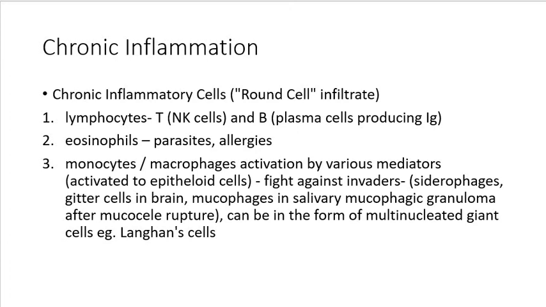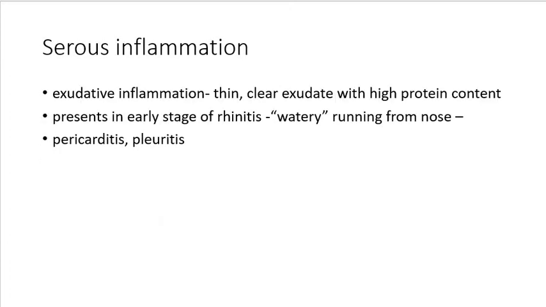Next, I would like to discuss a few types of inflammation. Firstly, we have serous inflammation, a very exudative type of inflammation where you'll find a thin, clear exudate with a very high protein content. You can find this, for example, in rhinitis, where you have a watery nose. That's the easiest example, but you can also see this in some types of pericarditis and pleuritis.